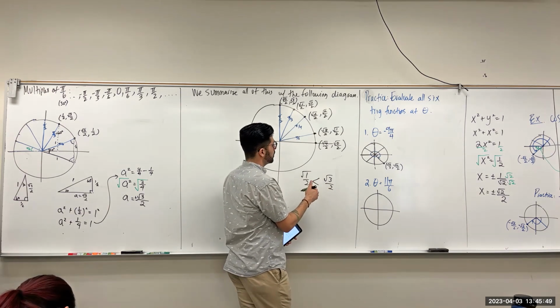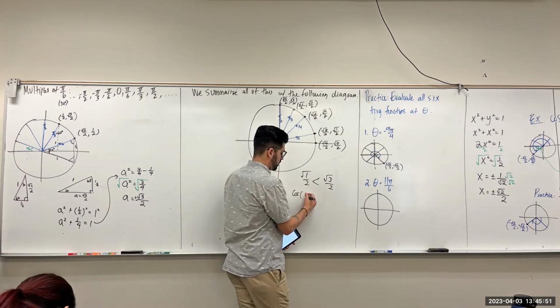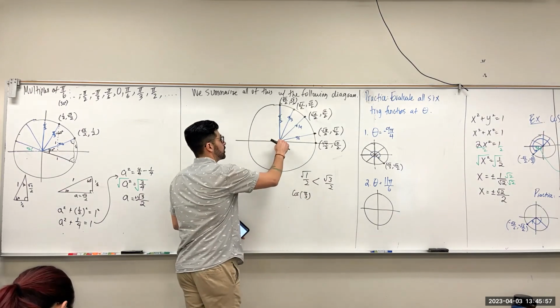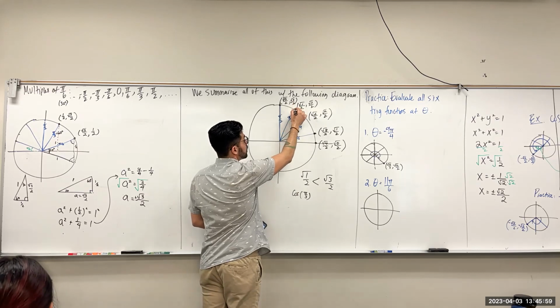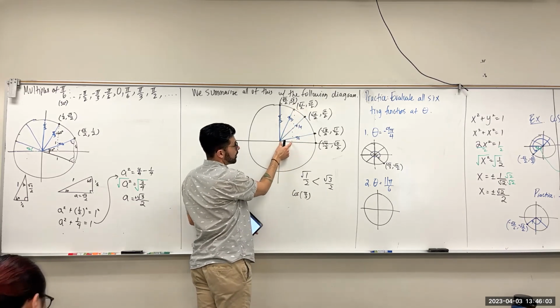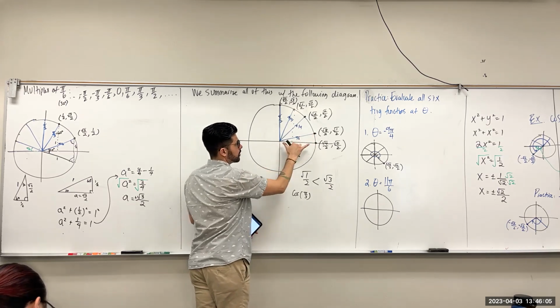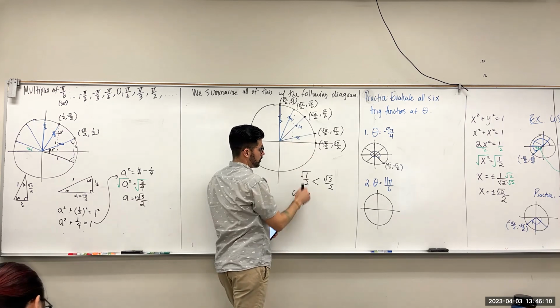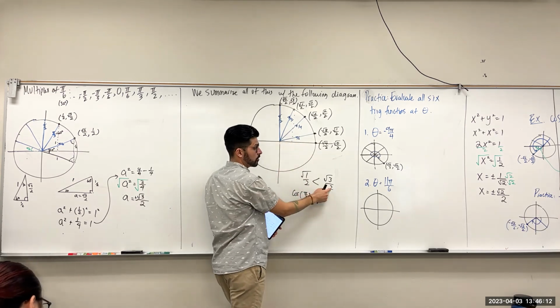So for example, if I'm looking for cosine of, let's say, pi over 3, there's this angle here. If I drop this little triangle here, the x value is this long versus here, the x value is longer. So this angle should have the smaller of these two.